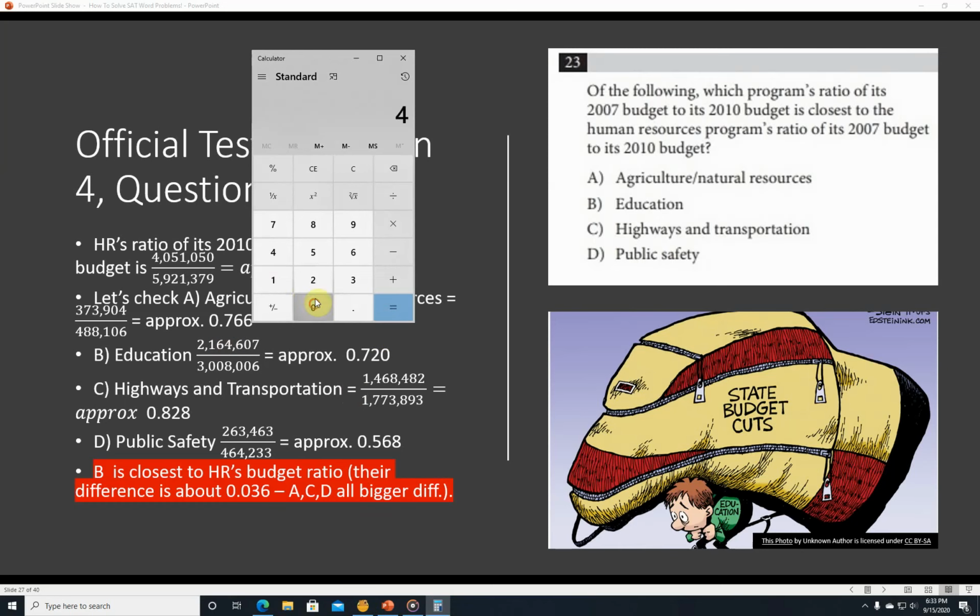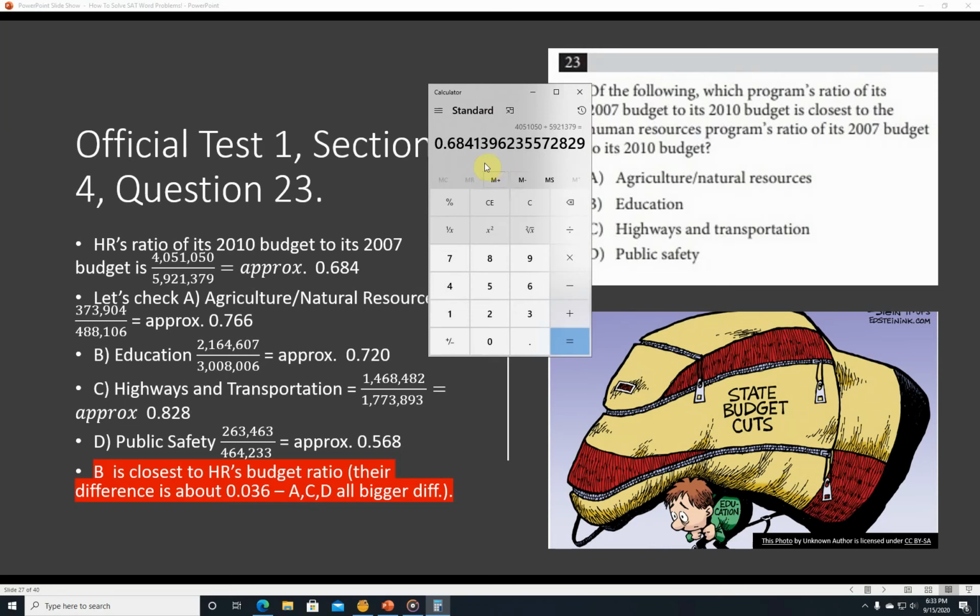And we can go 4,051,050 divided by 5,921,379, which is, all right, roughly 0.684. So, all right.